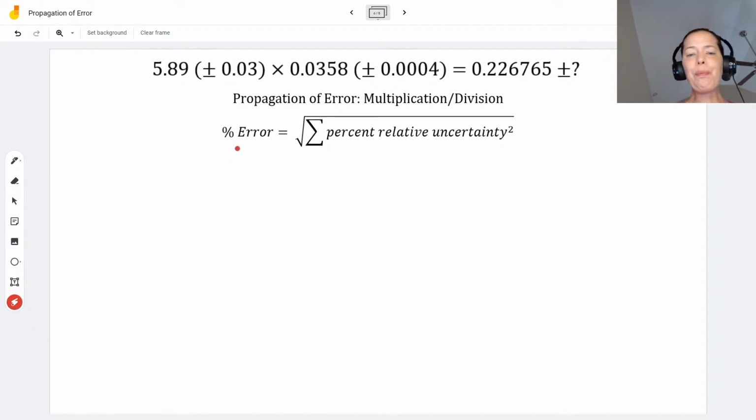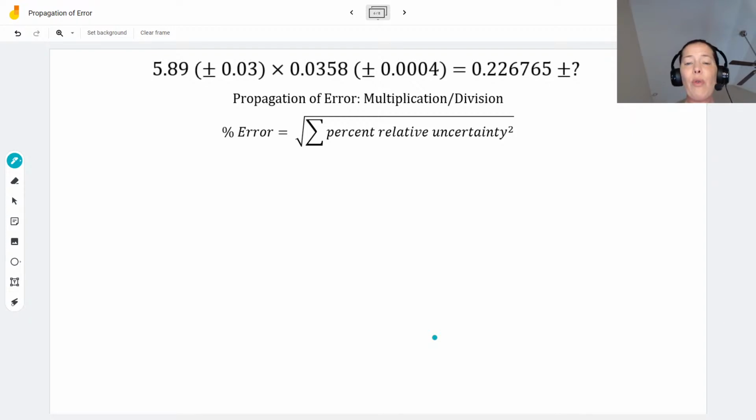Okay, so our propagation of error equation is here. Again, I know it looks kind of weird. The thing I want you to pick out first from this calculation is we need percent relative uncertainty. Remember that these here are absolute uncertainties. So the first thing I am going to do is convert each of these absolute uncertainties into percent relative uncertainties. Okay, so let's get back to my pen and let's do this calculation.